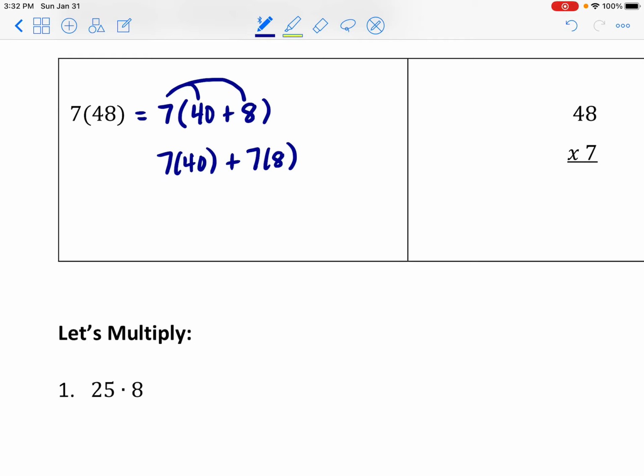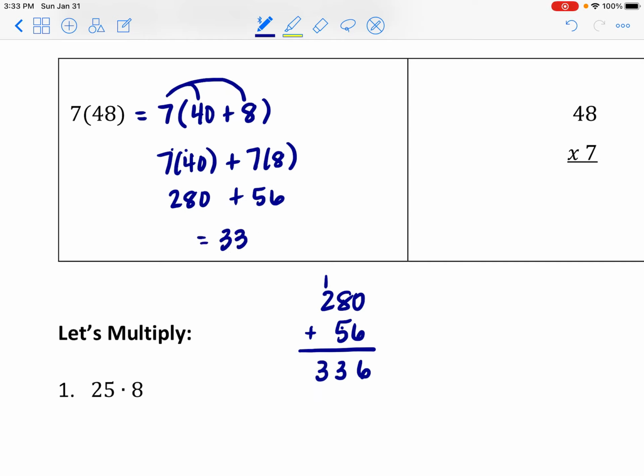So you have either option, but here, 7 times 40 is going to be 280, and then 7 times 8 is going to be 56. If we added those results, 280 added to 56, then 6 here, 8 and 5 is going to make 13, so we're going to carry the 1, and then 2 and 1 makes 3, so our result's going to be 336. All right, so that's one way to organize your multiplication.